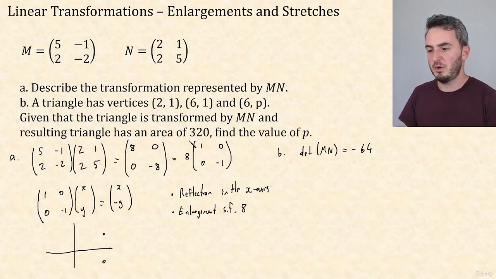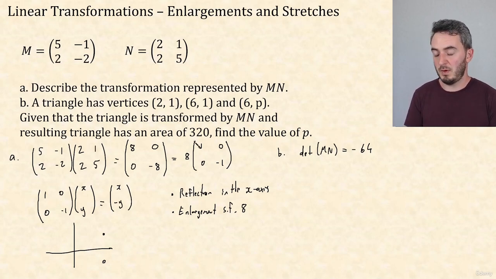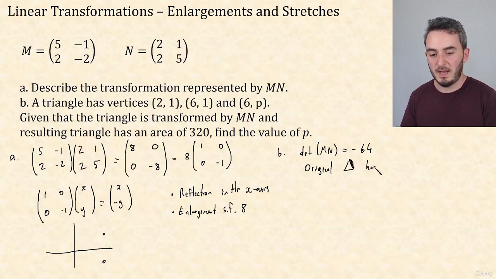So if the new triangle, the one that's been transformed by MN, has an area of 320, the original triangle must have been 64 times smaller. Well, 320 is 64 times 5. So the original triangle had an area of 5. And that 5 got multiplied by 64 to give the new area of 320.